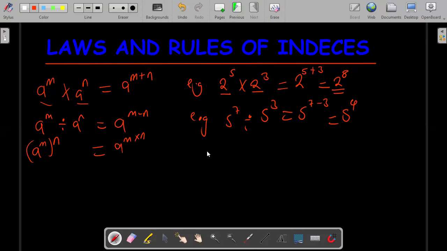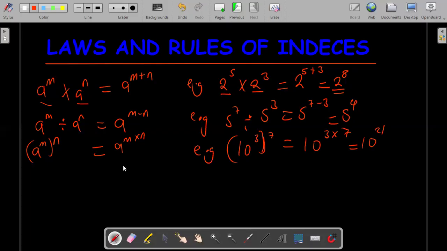For example, let's say we have 10 to the power 3, and we are raising this to the power 7. What we are going to do is get 10, then 3 multiplied by 7. So the answer is going to be 10 to the power 21. So that's what we have.